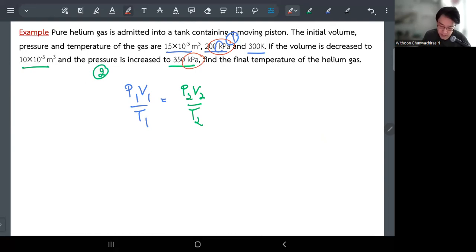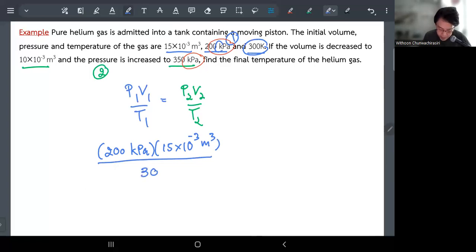That makes a lot of sense in the sense that you don't need to calculate a lot of numbers. So P1 is 200 kilopascal. The volume number 1 is 15 times 10 to the negative third cubic meter. Temperature is already in Kelvin. Perfect, we love that one. So it's 300 K. The temperature, of course, you need to use Kelvin. You cannot use Celsius.